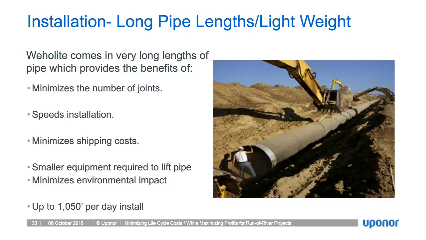The other thing we can do with this pipe is that if you have a project that is utilizing, say, a 96-inch diameter Whalite pipe and a 78-inch diameter Whalite pipe, we can nest this pipe together and ship it that way, and so our shipping costs are pretty much reduced by half.